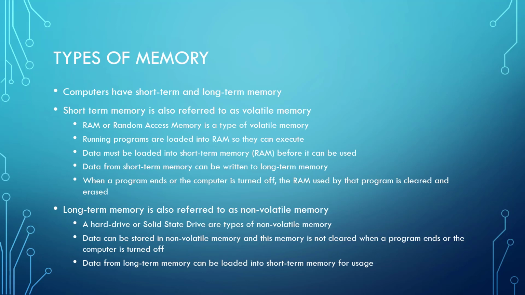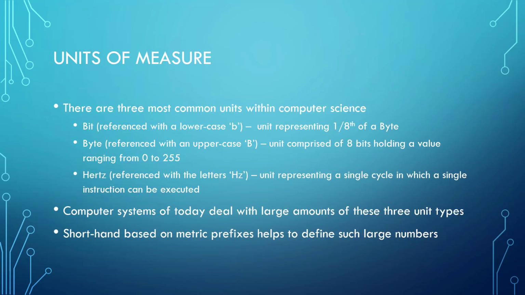Okay, moving on. Units of measure. There are three most common units of measure that are most commonly associated with computer science. We've talked about two of them. One of them is a bit. So a bit is a unit of measure representing 1/8 of a byte. Or another way of saying this is a bit holds a single binary value, which is a 0 or a 1, and it represents 1/8 of a byte.